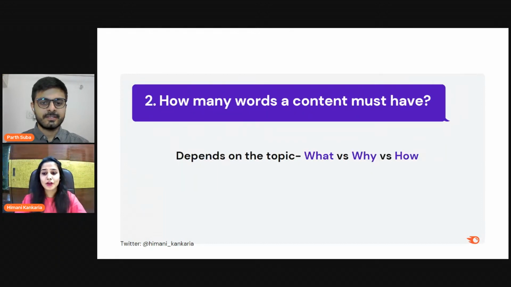Great. So next, most important question. Yes, I get this question a lot: how many words must content have to achieve featured snippets? Well, I must say it depends on the topic. What versus why versus how. If you ask me, what is a CRM? Then explaining CRM would take hardly 500 words or probably 800 words, right? I cannot explain more than that for what is a CRM.